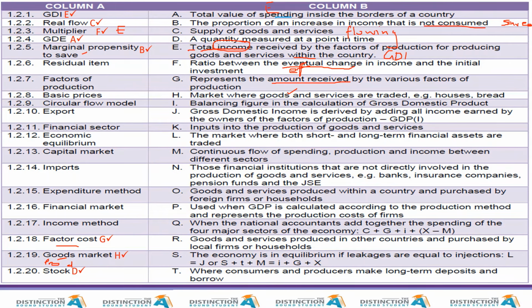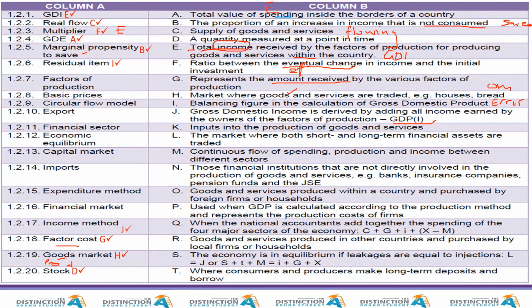Okay, we did it. Balancing figure in the calculation of gross domestic product. So when we are balancing figures, why are we probably doing it? We are balancing them because maybe there is an error. So what is it that we use to deal with errors and omissions? Is residual item.